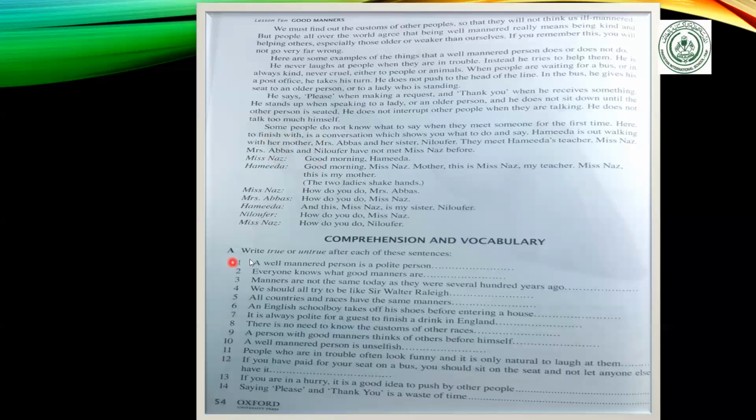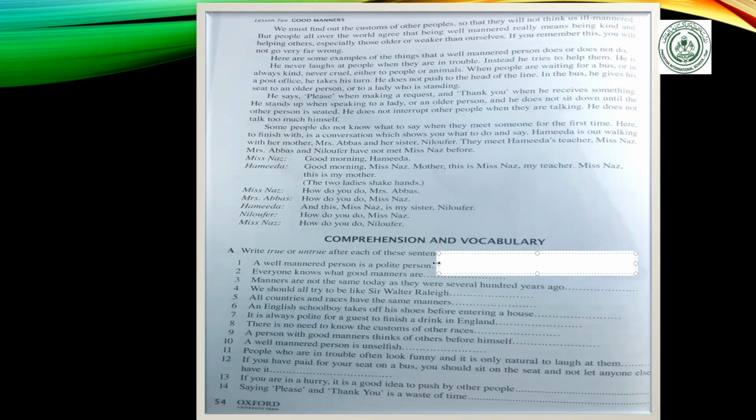We have exercise A: write true or untrue after each of these sentences. Dear students, a total of 18 sentences are given, and we have to write true or untrue after reading each sentence. For example, the first is, a well-mannered person is a polite person. Is it true or untrue? You can tick if it is true and cross when it is untrue. So I will write here for you, is it true or untrue. We are going to move to the first one.